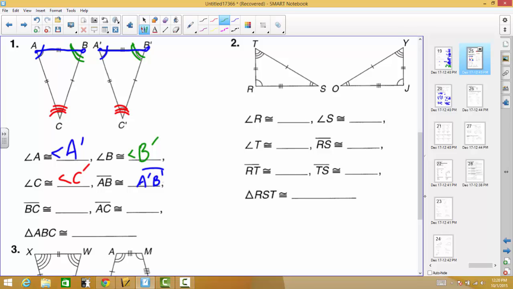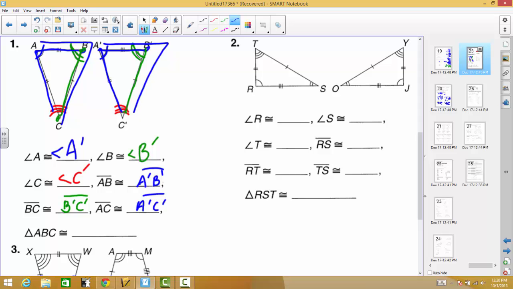B to C, in that order, is congruent to B to C in this order. So B prime to C prime. And then AC, A to C is congruent to A prime to C prime in that order. So it's always going the same order as given. So therefore triangle ABC is congruent to triangle A prime B prime C prime.